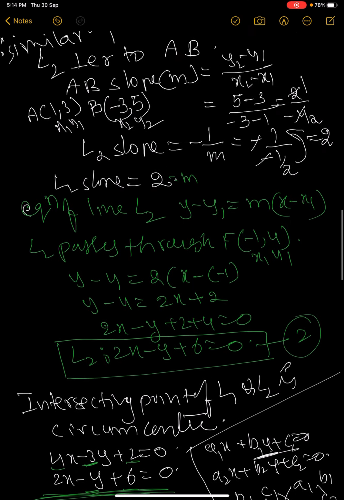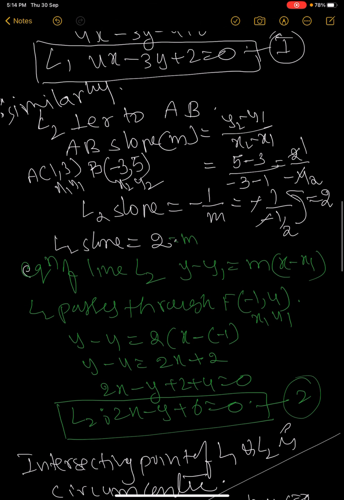Here we want to find the L2 slope. First, AB slope is equal to (y2 minus y1) by (x2 minus x1). Then L2 slope is equal to minus 1 by m. Here AB slope is minus 1 by 2, so L2 slope is 2.